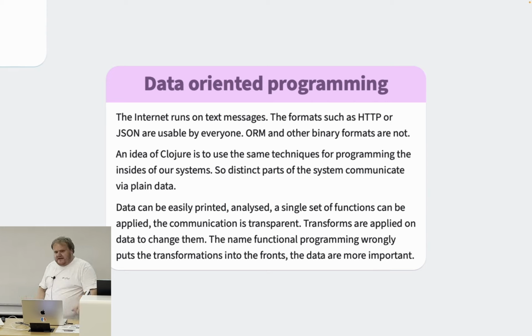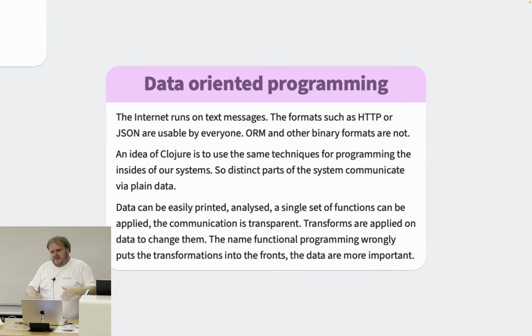And the main idea of Clojure is: okay, the internet is built on these plain text messages, and it's great. It scales. You can easily add more stuff. You can improve. So why should we build the interiors of our systems differently? We shouldn't. We should also send a lot of plain text messages, or a lot of plain data.